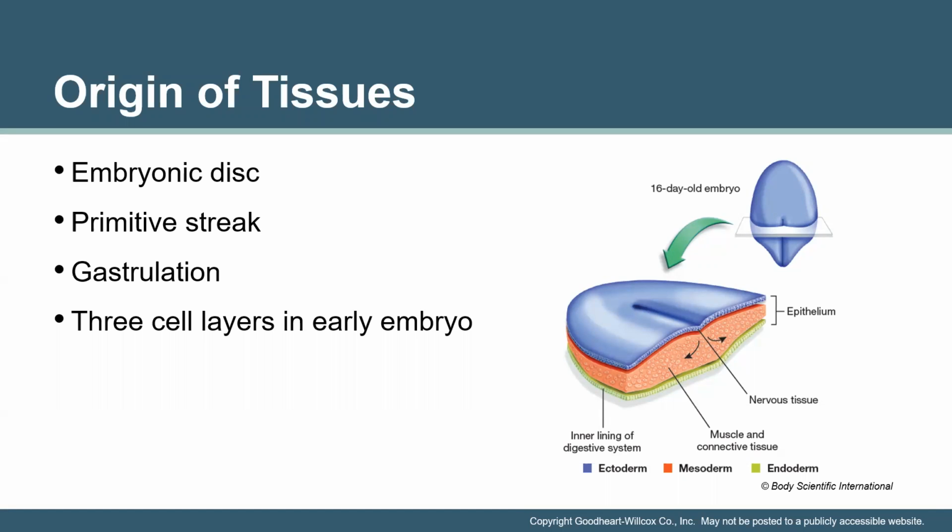Gastrulation. This is the conversion of the 2-layer embryo into a 3-layer embryo. As it goes through its phases of growth, the embryonic disc is kind of where things start after fertilization. That's going to grow into the primitive streak. And this is going to happen around 2 weeks after formation of the embryo, the fertilized zygote.